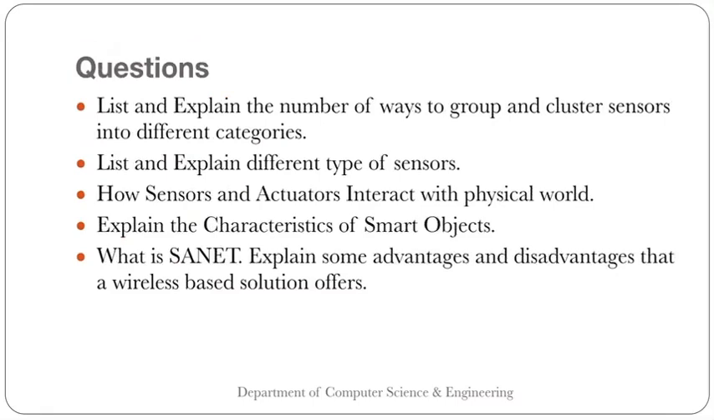Then, how do sensors and actuators interact with the physical world? We have seen that block diagram of how they interact. It will sense, give that information, and based on that information it will actuate, right? Then explain the characteristics of smart objects. We have discussed the characteristics of smart objects also. It should have those 4 characteristics, then only we say it is a smart object. Then what is SANET? Explain some advantages and disadvantages that a wireless based solution offers. Okay, so these are some questions.